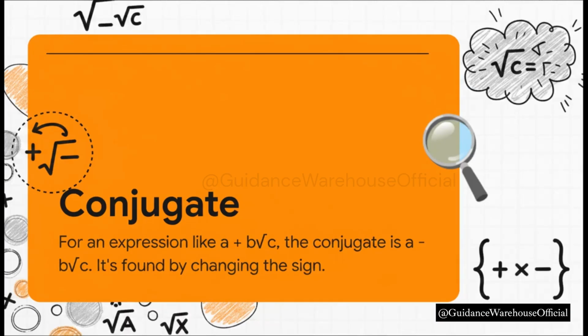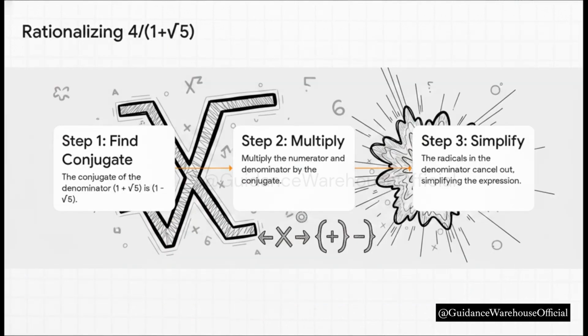Now, when the denominator is a bit more complicated with two terms, we need a special tool. It's called the conjugate. All you do is take the expression and just flip the sign in the middle. And here's the real magic. When you multiply something by its conjugate, the radicals just, poof, they vanish. Let's see this magic trick in action.